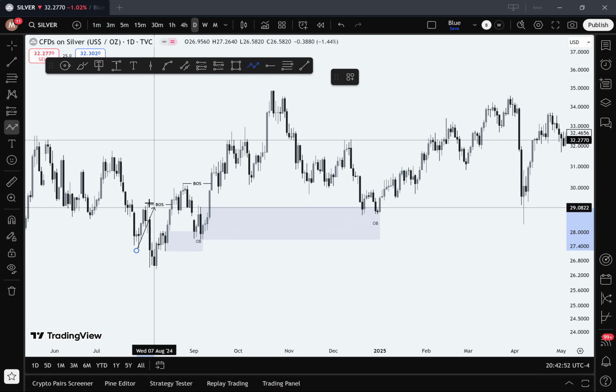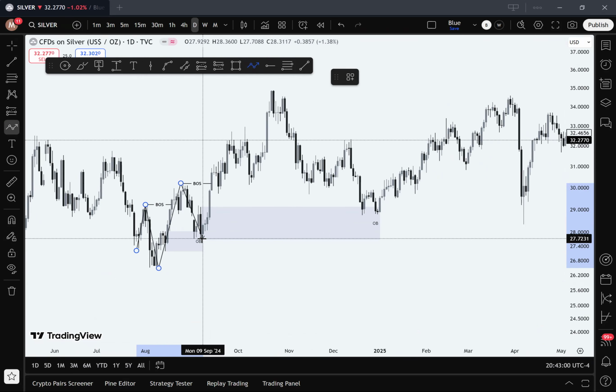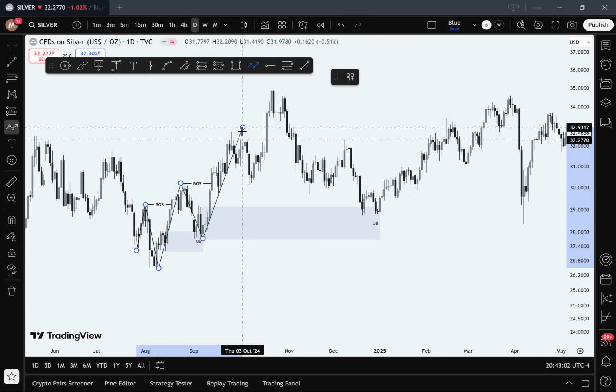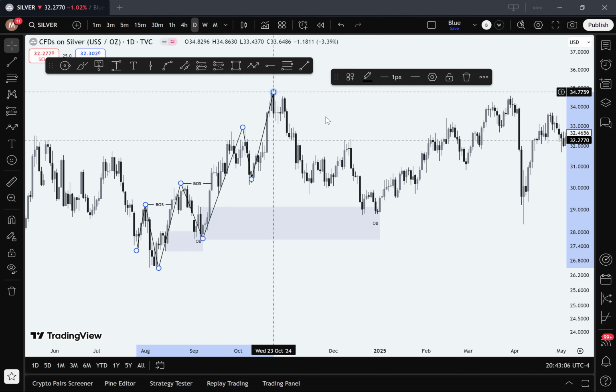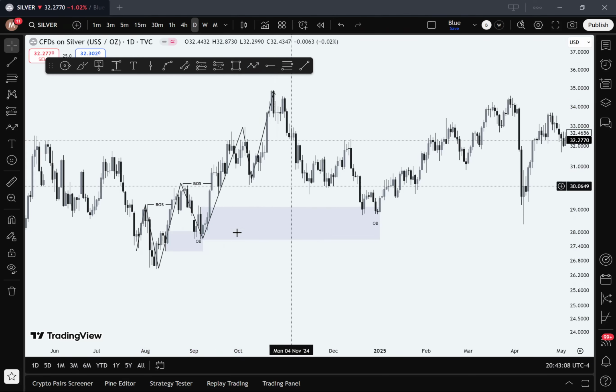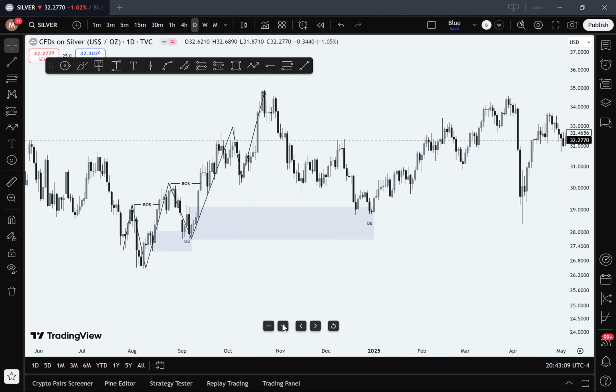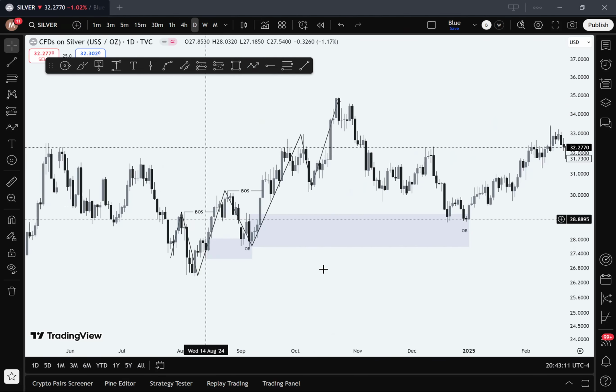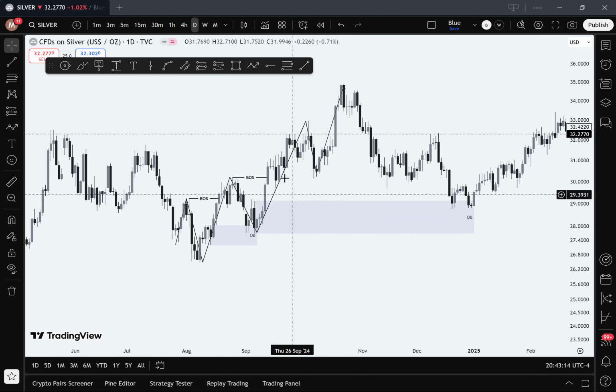A low, a high, a low, a high that breaks structure. So now we have a higher high, we have a higher low, right? A higher high, higher low, a higher high, right? Good. So this is an example of what? An uptrend. This clearly is an example of an uptrend, right?